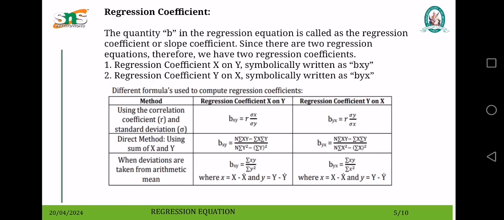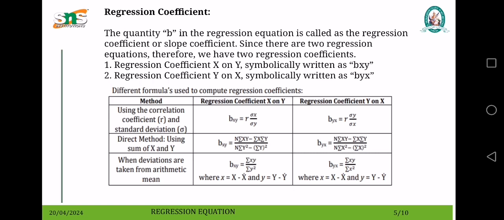Direct method using sum of x and y: bxy is equal to n into summation of xy minus summation of x into summation of y, divided by n into summation of y square minus summation of y the whole square. Regression coefficient of y on x, byx, is equal to n into summation of xy minus summation of x into summation of y, divided by n into summation of x square minus summation of x the whole square.